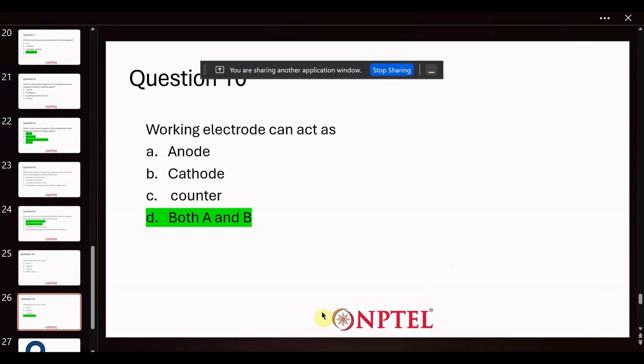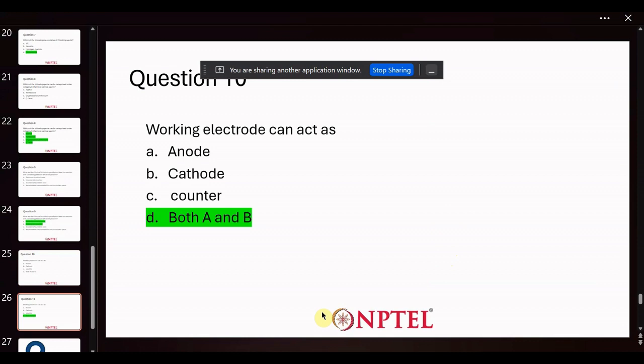So the answer is D, A and B. Basically, the working electrode can act both as an anode or a cathode. It depends on what kind of sensor you are making. You can either design the reaction so that there is oxidation at the working electrode, or you can design it such that there is reduction at the working electrode.